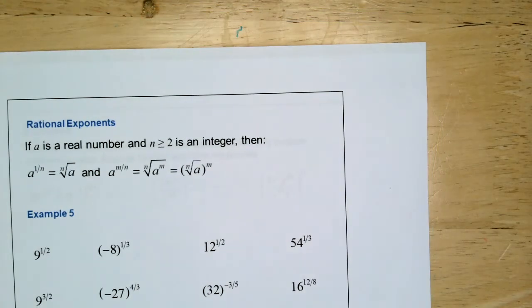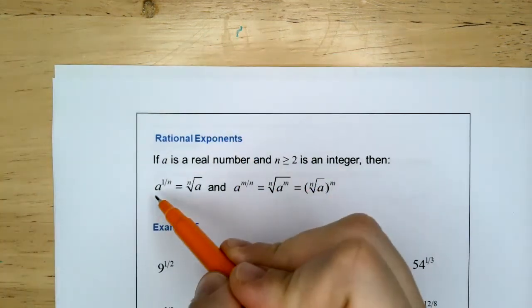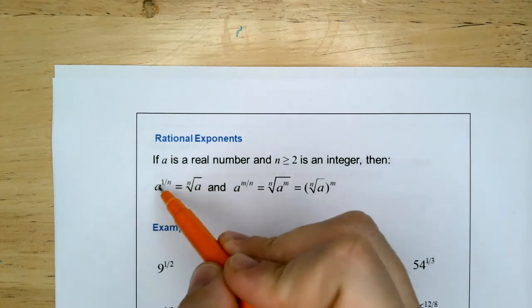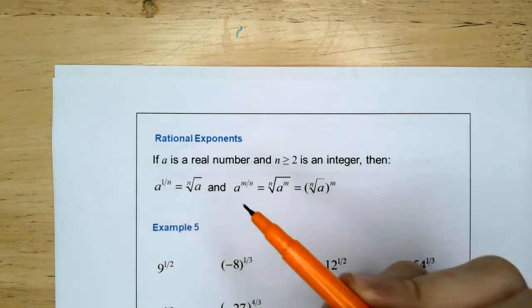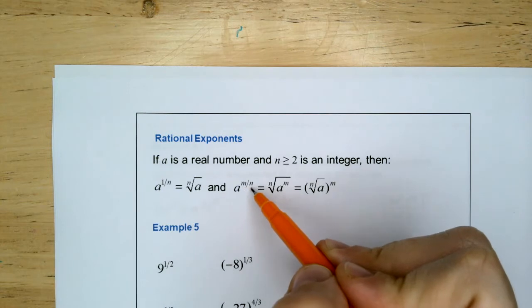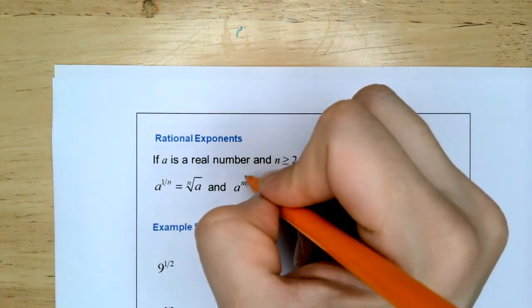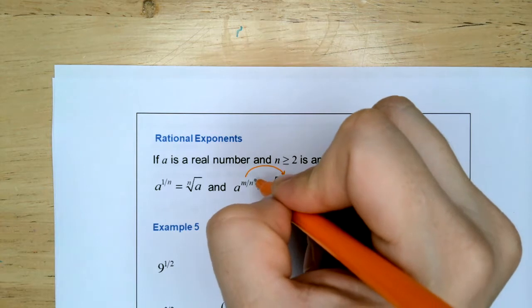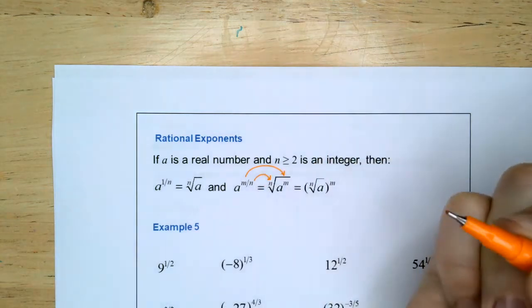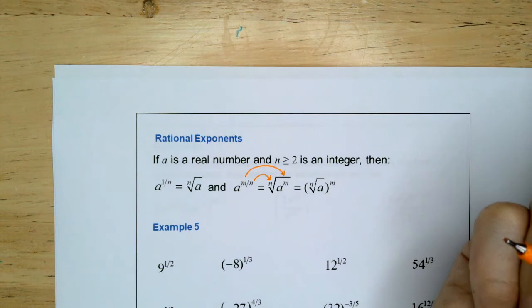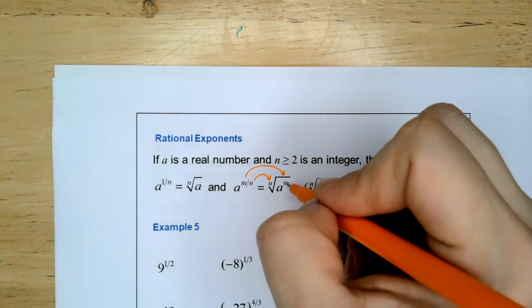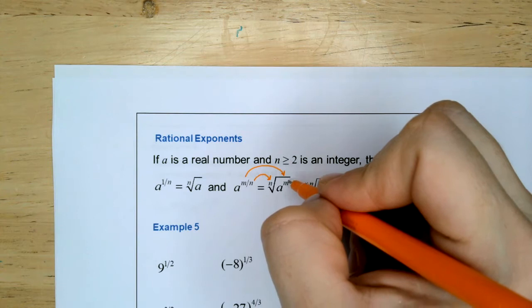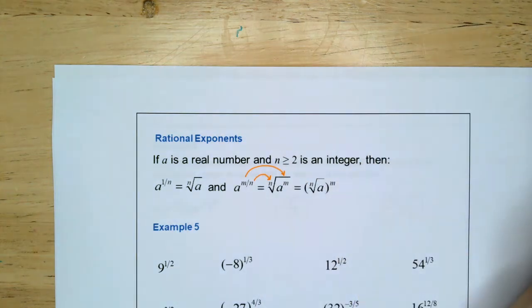Okay, so how do we translate between exponents and the radical, right? A to the power of 1 over n will always equal n root of a. So a to the power of m over n means that m becomes the exponent, n becomes the root. Okay, and you can keep that exponent under the radical, or you can move it out of the radical.